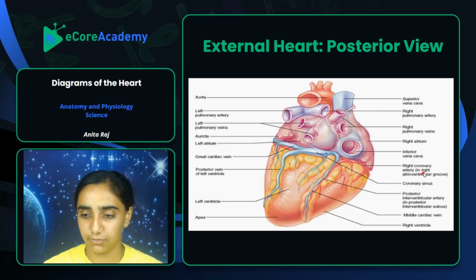It branches off of the right coronary artery, and it supplies blood to your diaphragmatic surface of the myocardium. The right coronary artery is... So this right here is your coronary sinus.